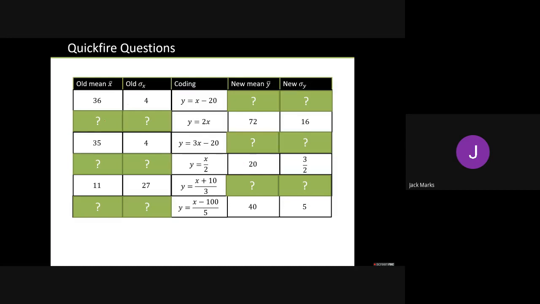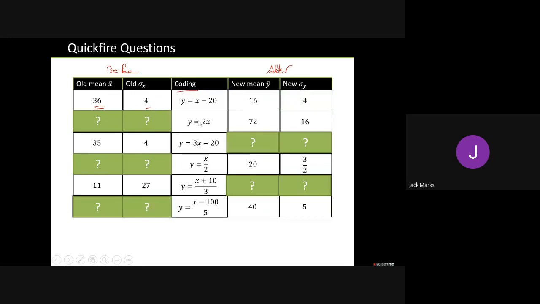So some quick fire questions. This is the information before. This is the information after. And this is the code. The mean is over here. The mean is affected by everything. If you take away 20, you must take away 20 for the mean. Standard deviation is only affected by multiplication and division, none of which has taken place, so it won't change.